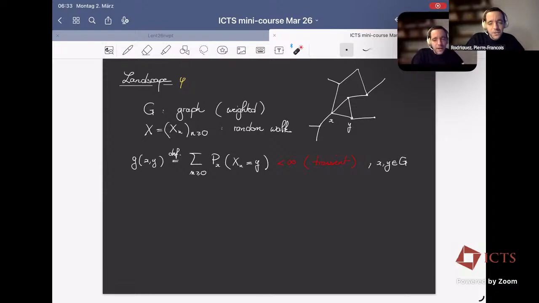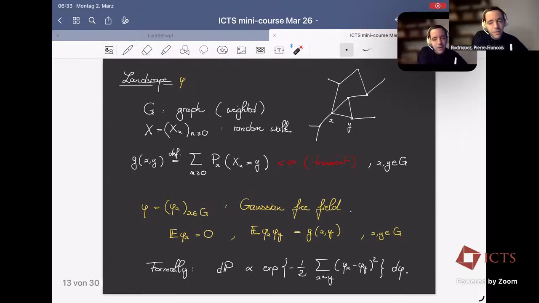It's a very natural and simple probabilistic object that you can associate to a graph, and in fact that you can use to study various geometric properties of the graph. Okay, and so the landscape that I want to introduce is what's called the Gaussian free field. So this is now, again, as in the previous slide, a random field. You think of phi x as being a little spin that lives atop the vertex x.